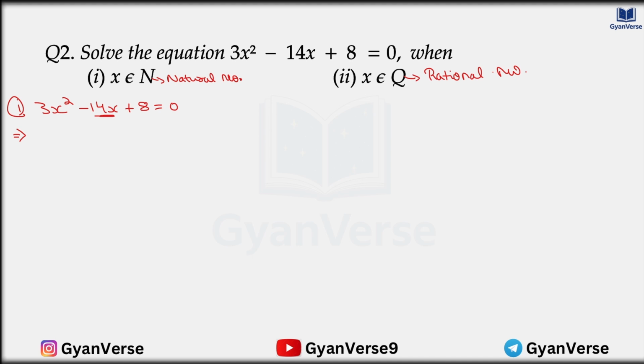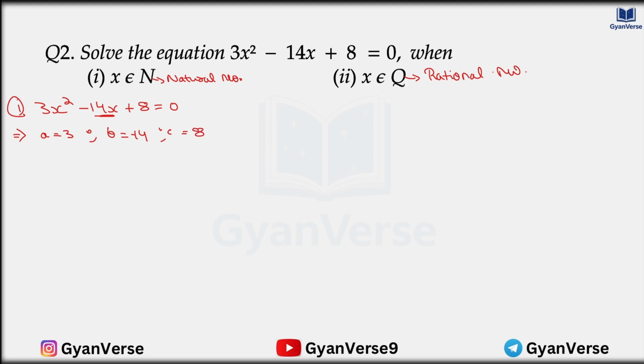You can solve this equation by various methods, but here we are going to use the splitting the middle term method, or factorization method. You will write the value of a equals 3. What is b? b equals minus 14, and c equals 8.